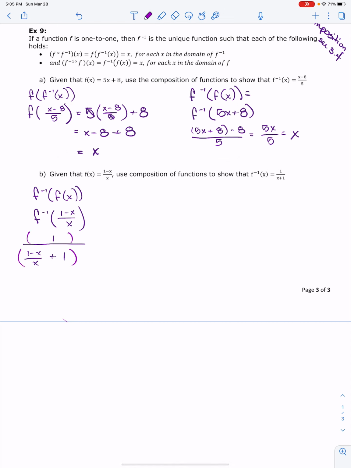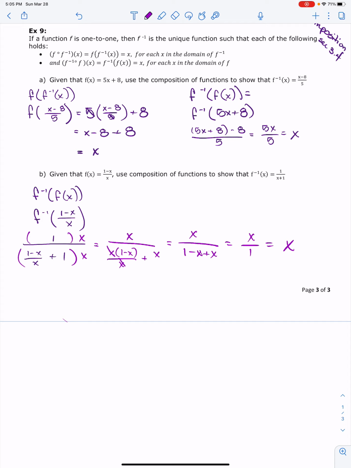I want to eliminate the denominator in the denominator, so I'm going to multiply everything by x. I get an x in the numerator, and I'm just going to write this out really quick. x times 1 minus x all over x, plus 1 times x is x. I get x over, my x's cancel here, 1 minus x plus x, which gives me an x over 1, which is x. You only have to show this one direction.